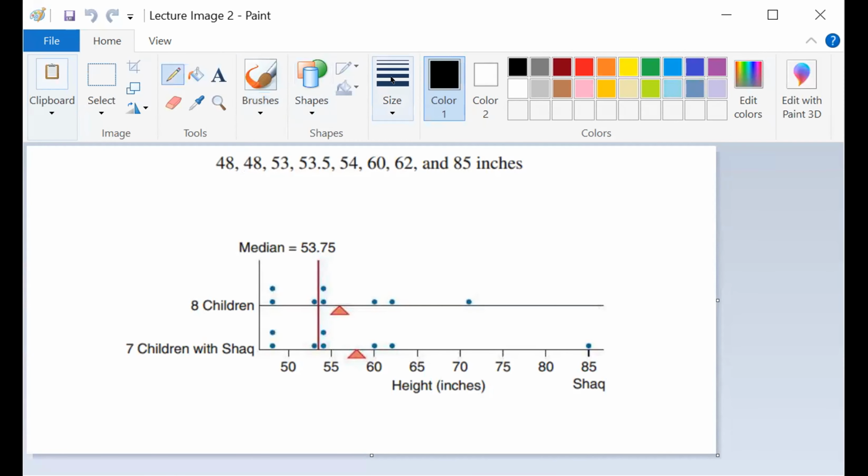All right, so our first example here is some information that was collected on the height of some children in a class. So we had 48, 48, these are in inches, 53, 53 and a half, so on. And then originally, the last child here was 71 inches. That's the top distribution. And then just to illustrate how big an effect the outliers have, the authors went through and replaced the tallest child, which was 71 inches, with Shaquille O'Neal's height, which is 85 inches. And so the point is to show the difference between these two.